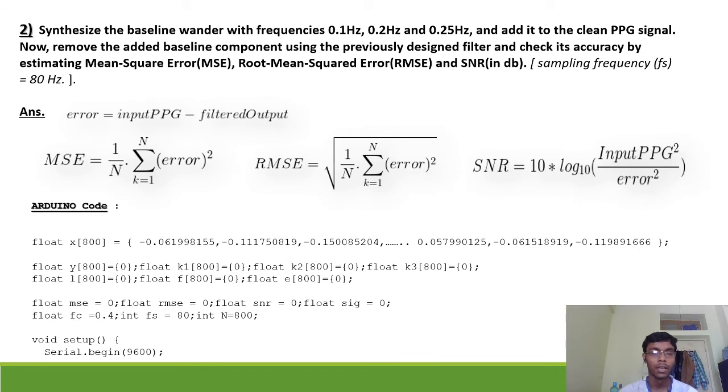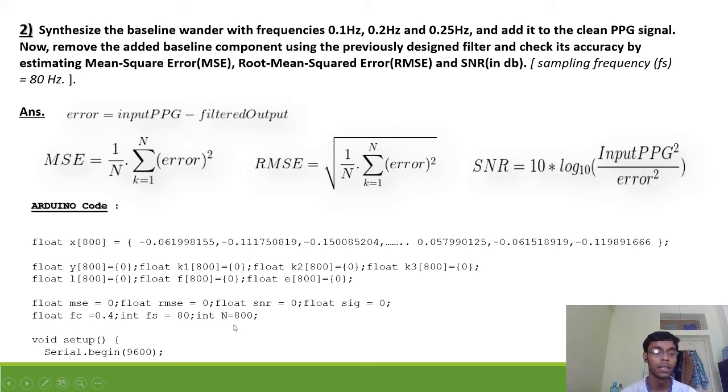So what we are doing is, we have declared the input array, but this time we have taken a clean PPG signal, that is, no baseline wander is there. We have declared the output array, and for three noises I have declared three arrays of size 800. Now I have declared another array L and F, and E for error. Now I am declaring some variables: mean square error, root mean square error, SNR, signal, and FC equal to 0.4, Fs equal to 80, and int N equal to 800.